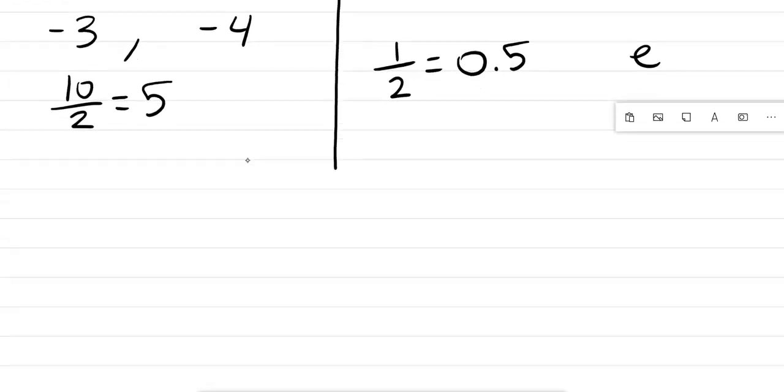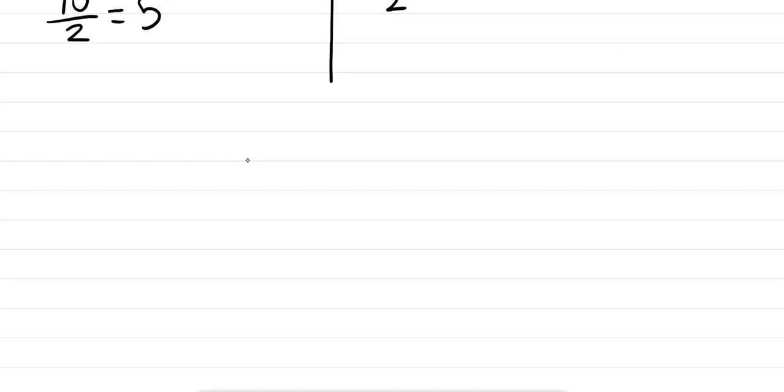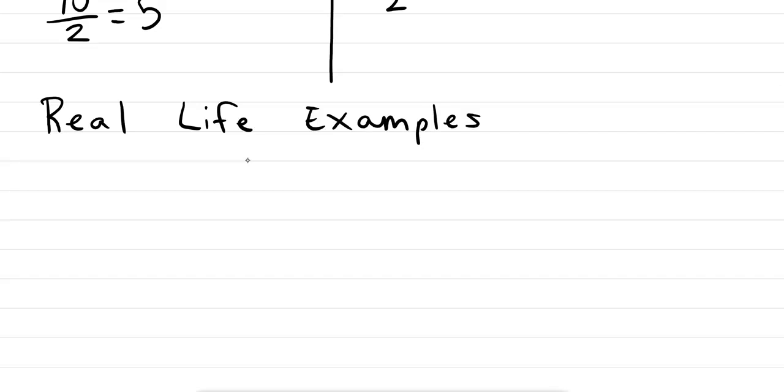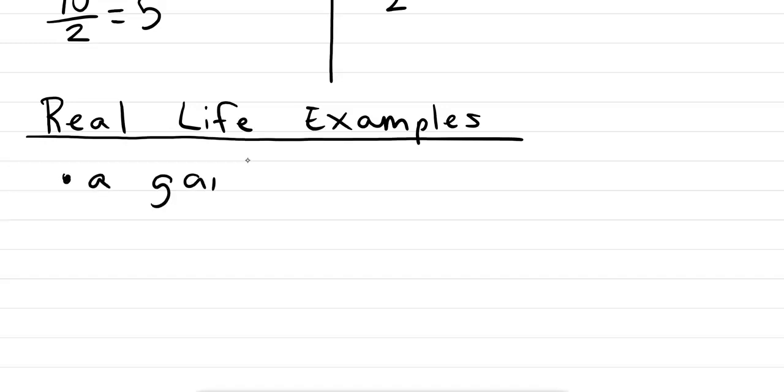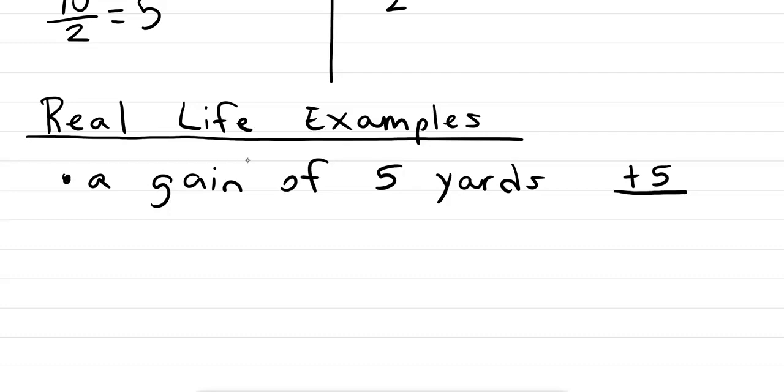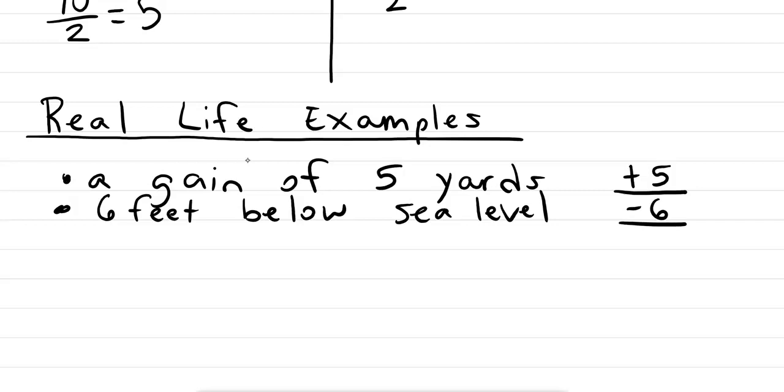Real-life examples of integers. Say if you're playing football and you had a gain of 5 yards, that would be plus 5 or positive 5. 6 feet below water, below sea level, would be at -6 because you're under 6. So those would be examples of integers in real life and how you use them.